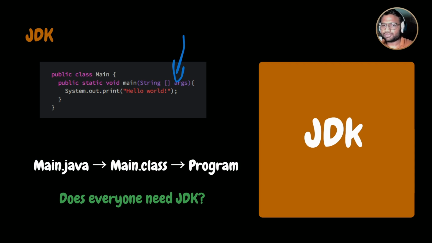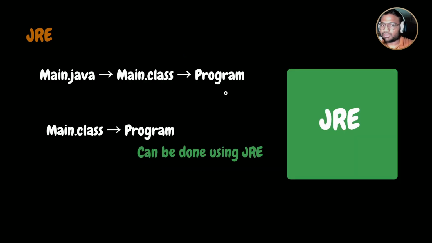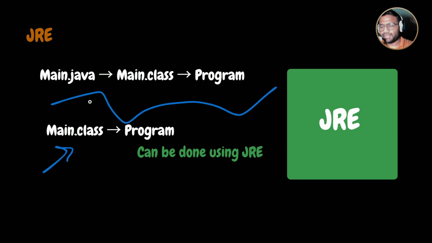So the answer to this question: the running of a program is done by the Java Runtime Environment, and the Java Runtime Environment is available on nearly all devices, and it is provided by the device providers, that is, the OS providers themselves. It is a hardware-level thing, and in our case we can ignore the main.java, that is, the running of the code, and we can directly run the class file as a program. This can be done using the Java Runtime Environment.